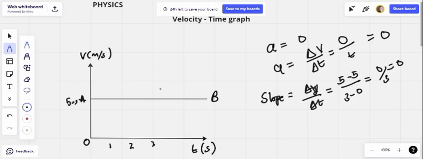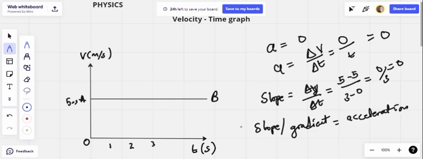And the slope of a velocity time graph represents what? Acceleration. So the slope, or gradient, of a velocity time graph represents acceleration. So for this first graph here, since the velocity is not changing, that means the acceleration is zero.